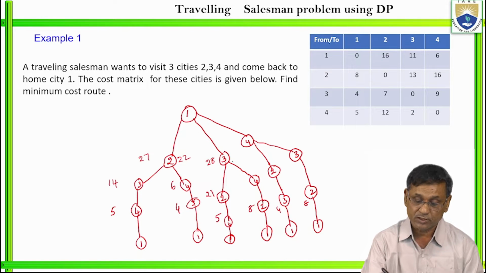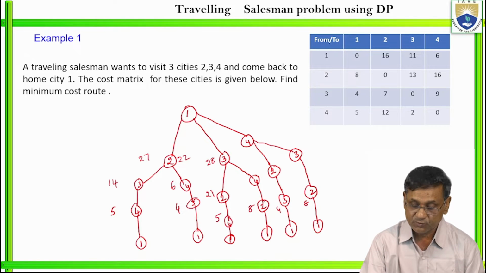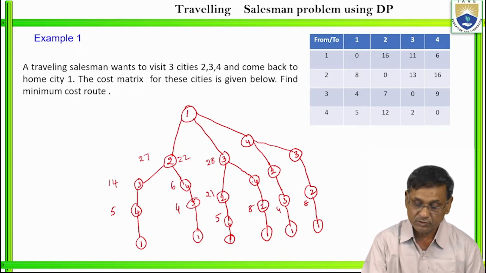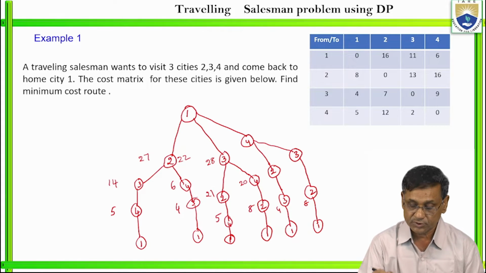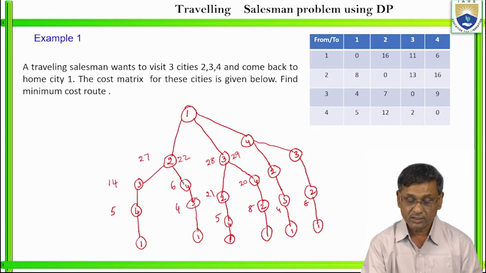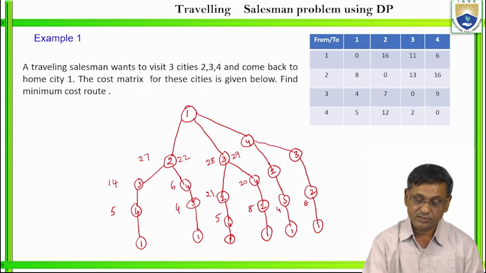Next, suppose if the salesman goes from 3 to 4, 4 to 2 and 4 to 1. In that case, what is the distance? 4 to 2 is 12. So, 12 plus 8 is 20. Suppose from 3 to 4, what is the distance? 3 to 4 is 9. That means this distance is 29. So the salesman can select the shortest path from here.